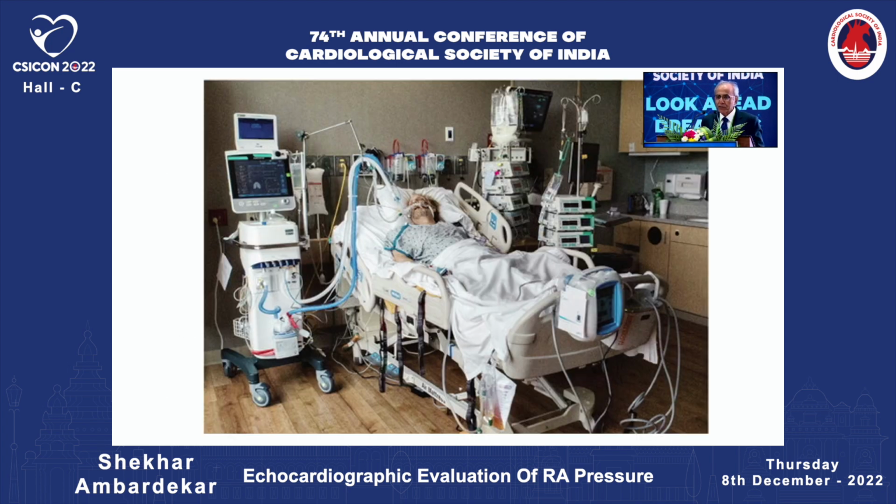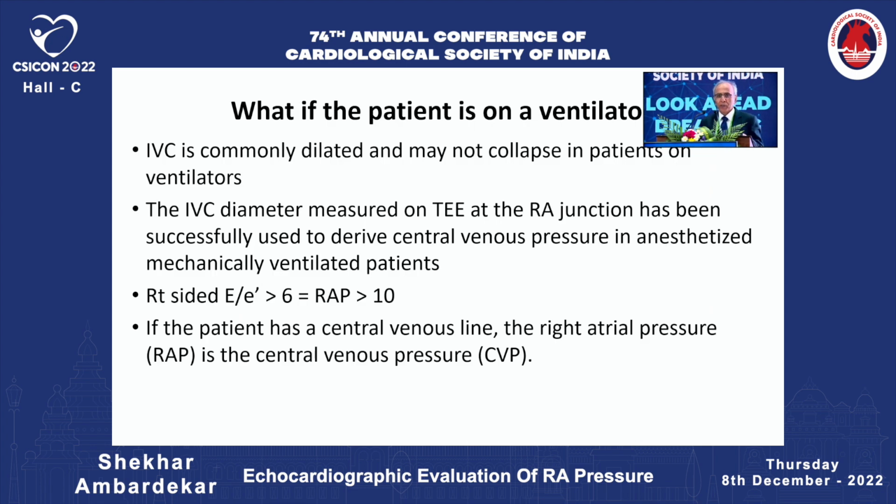What about patients on a ventilator? We know that normal inspiration is negative intrathoracic pressure, whereas in patients on a ventilator there is positive thoracic pressure. And therefore, the IVC will be dilated and will not collapse. And therefore, our usual method of looking at the IVC is not going to help us. But we can then use some other methods like I was discussing. Right-sided E by E prime of more than 6 will give you RA pressure of more than 10. And of course, many of our patients on ventilator have a central line, and then of course you can take the central RA pressure directly.